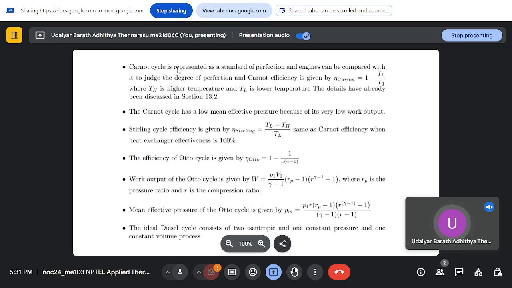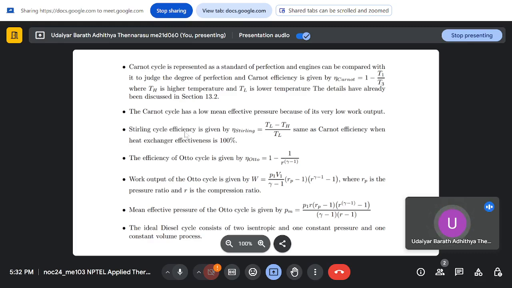So Carnot cycle is represented as the standard of perfection in engines. So that efficiency is given as 1 minus T1 by T3, that is, heat rejection by heat addition. The Carnot cycle has a low mean effective pressure because of its very low work output. So basically the Carnot cycle, an ideal cycle, will have very little work output, even though efficiency is high.